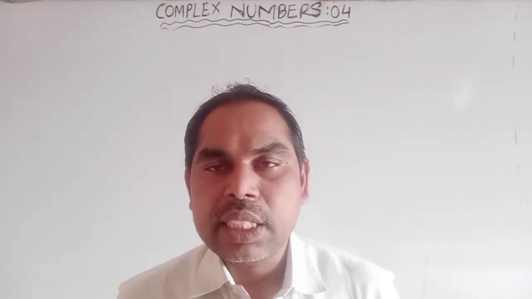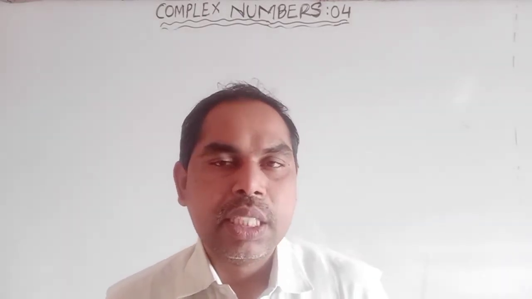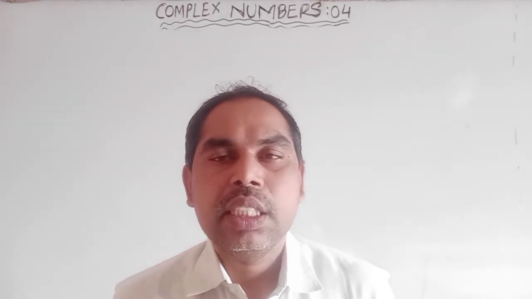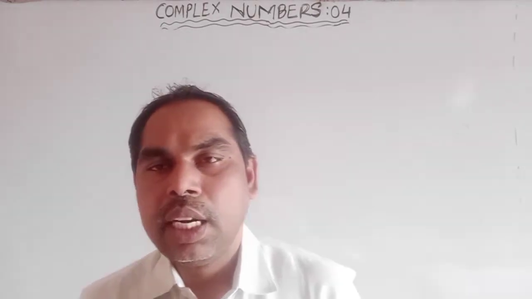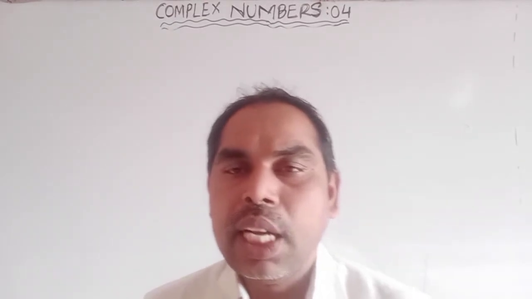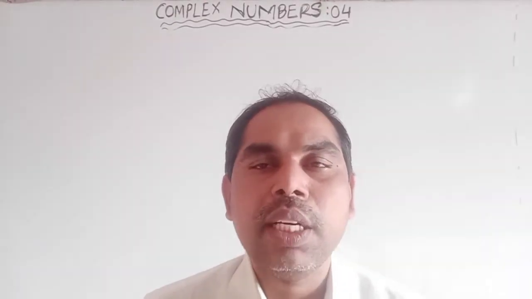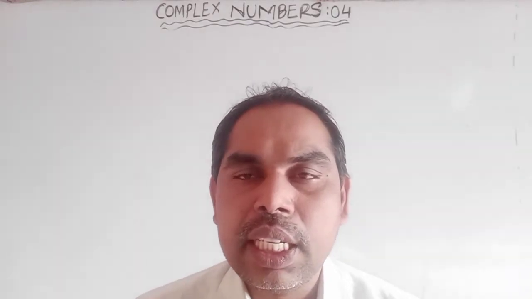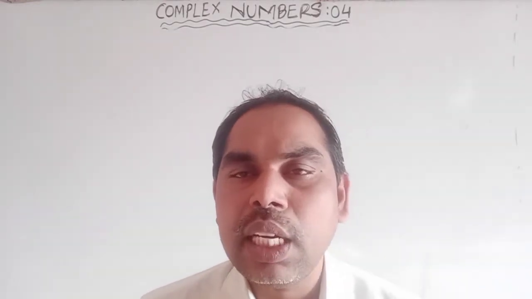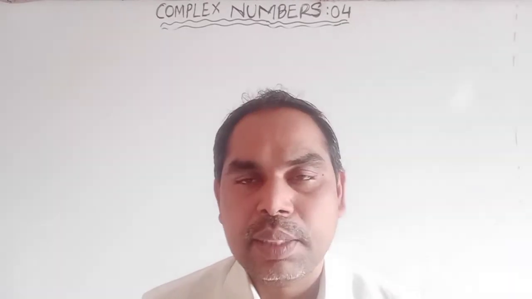If z lies in first quadrant, then z bar lies in fourth quadrant, and vice versa. If z lies in second quadrant, then z bar lies in third quadrant, and vice versa. That is, z bar is the image of z with respect to x-axis.